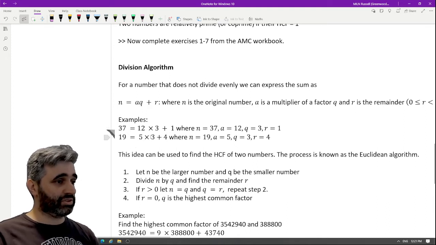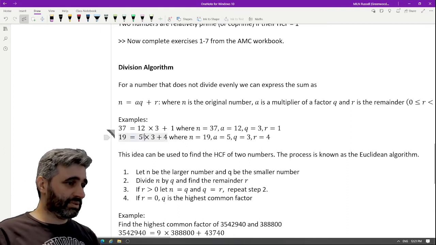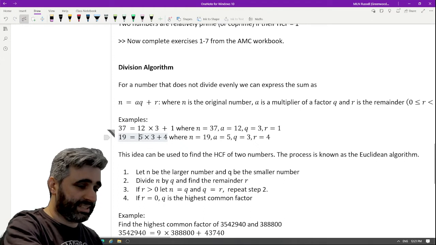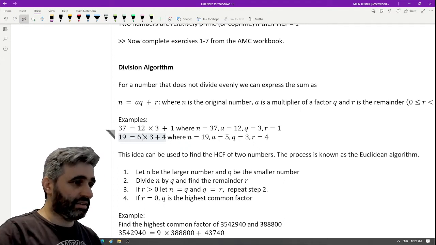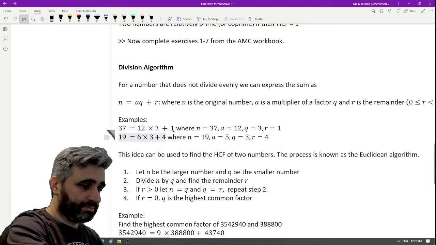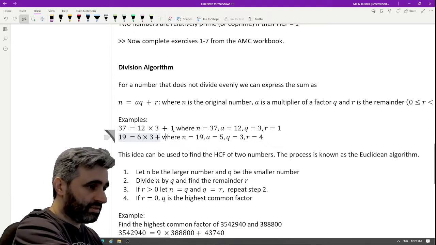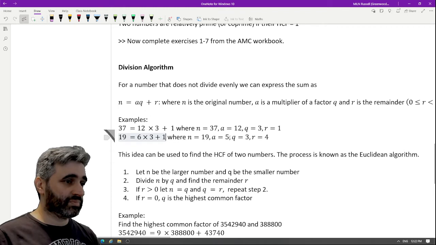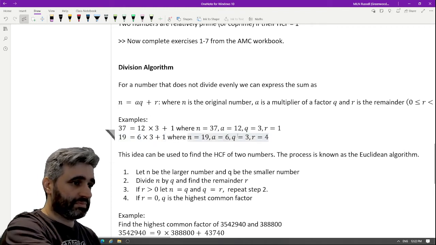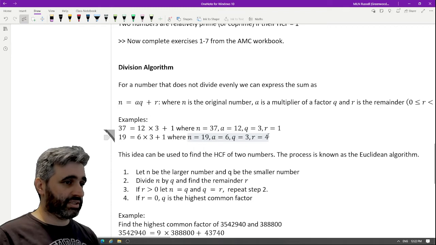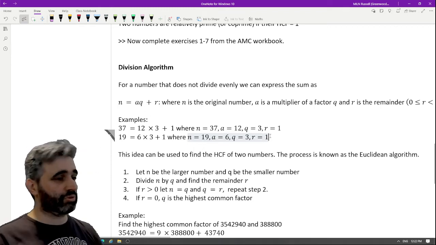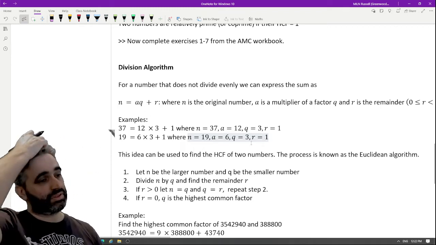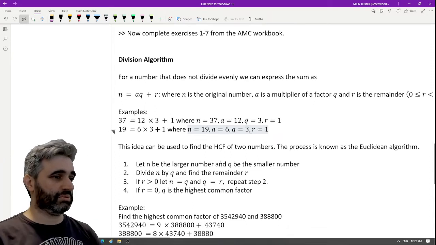And for 19, we can do the same thing with 3. 5 lots of 3 goes into 19. Oh, that's not right, is it? If we're doing factors of 3, 6 lots of 3 would be 18, with a remainder of 1. So A would be 6, Q would be 3, and R would be 1. I knew the remainder couldn't be 4 because with a factor of 3 we have an extra multiple available.